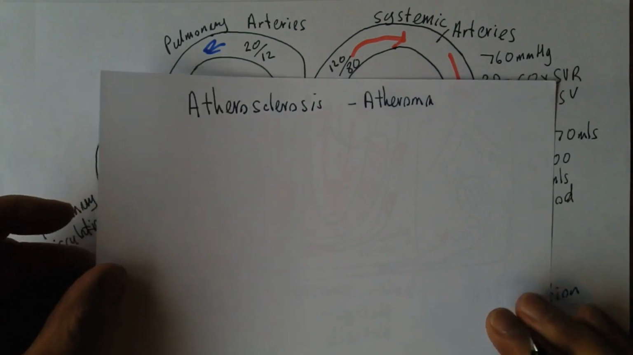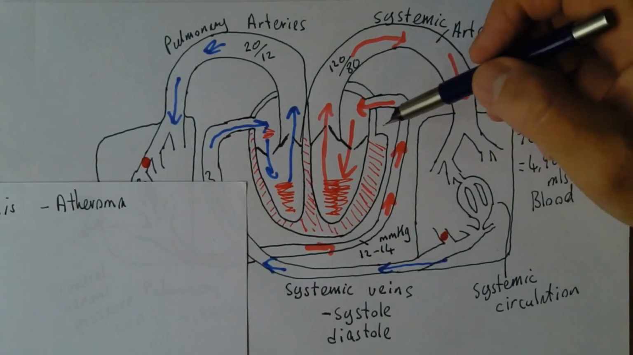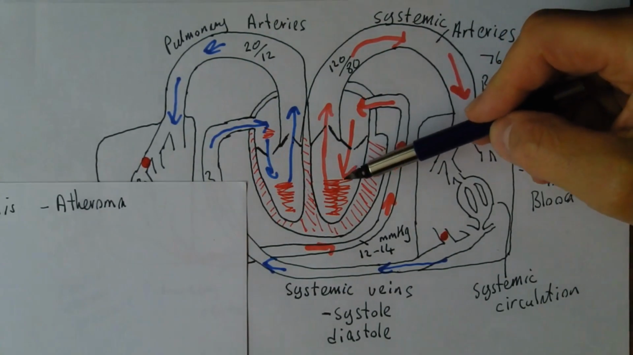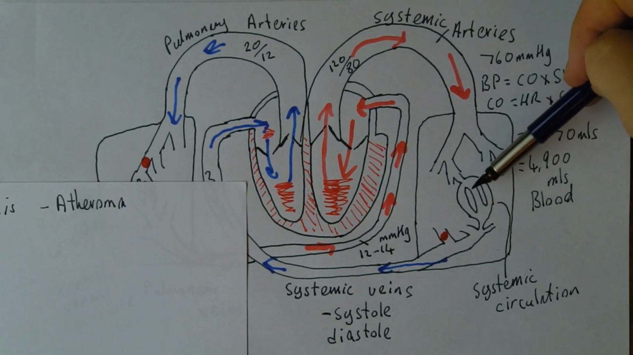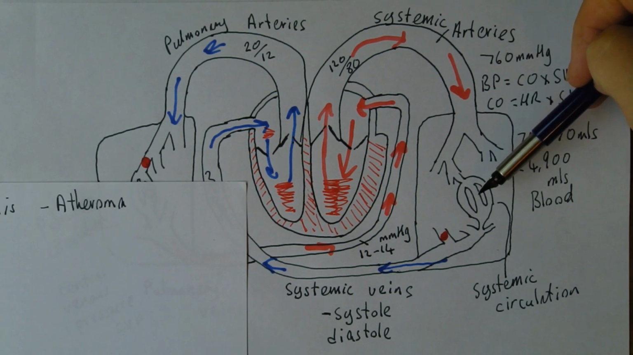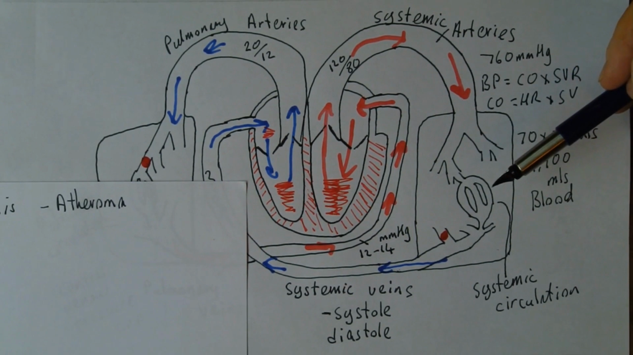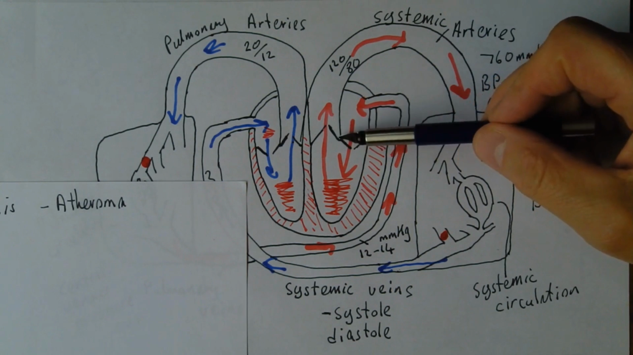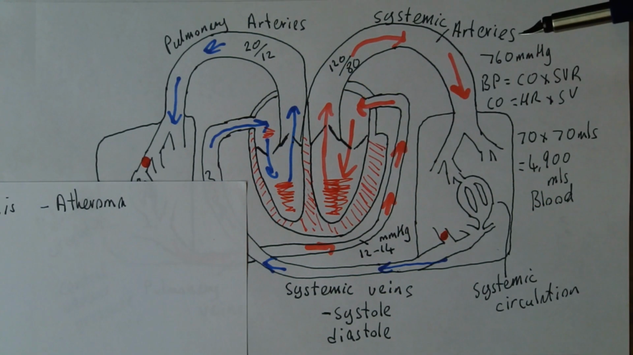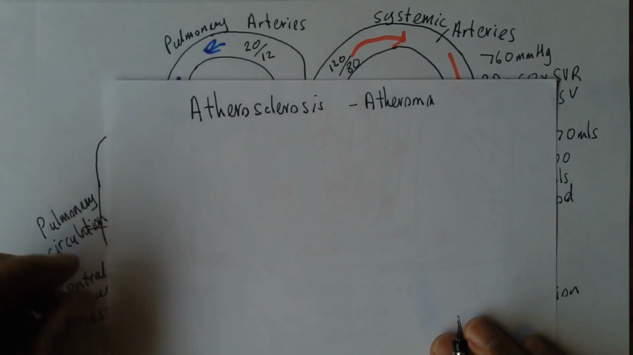Now we're considering the systemic arteries here. So these are the arteries going from the left ventricle to all tissues of the body. And atherosclerosis can affect a wide variety of these vessels. For example, it can affect the coronary vessels, the coronary arteries taking blood to the myocardium. It can affect the cerebral vessels taking blood to the brain, because all tissues need a viable supply of blood.